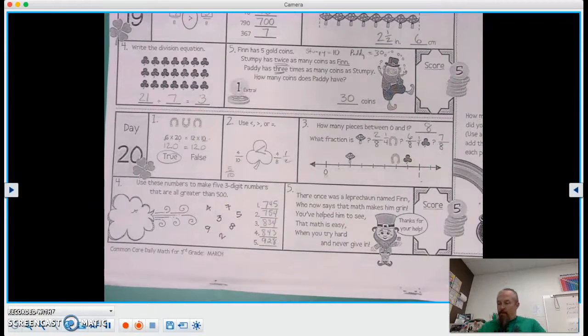There once was a leprechaun named Finn, who now says that math makes him grin. You've helped him to see that math is easy when you try hard and never give in. Finn says, thanks for your help.